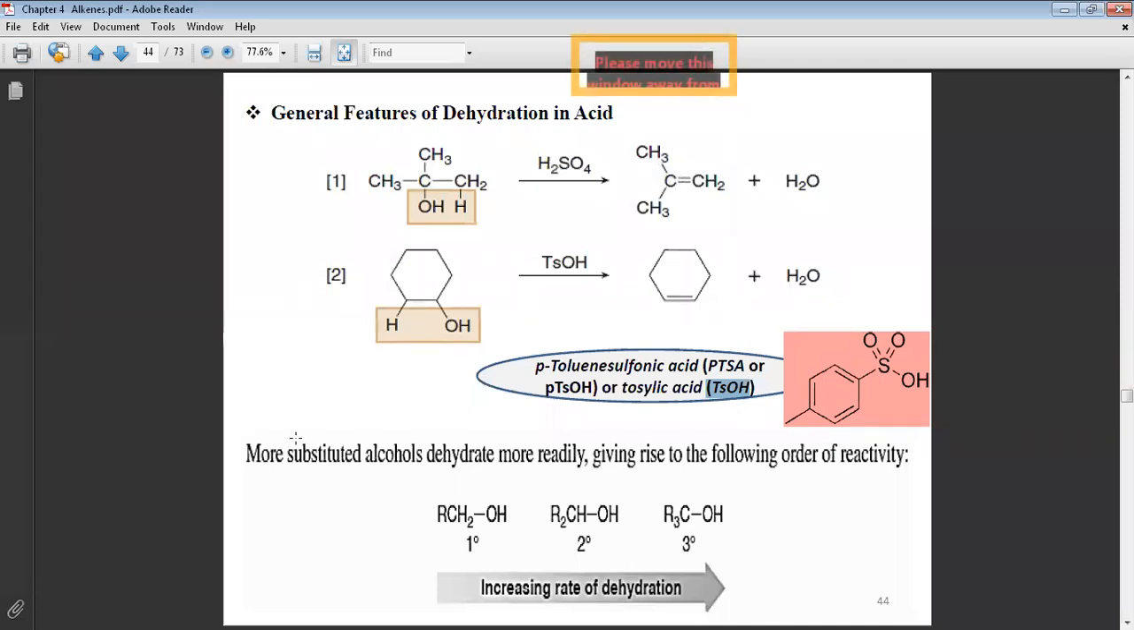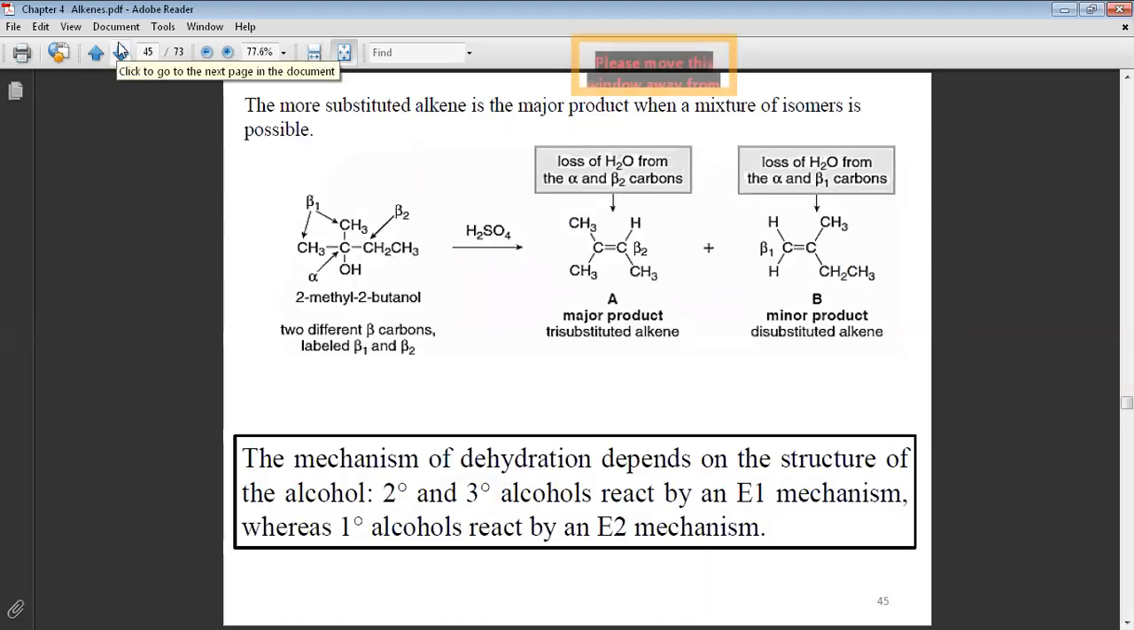And also the same thing: the more substituted the alcohol, the more readily it dehydrates. That means it will enter the elimination reaction easily, following the order of reactivity. Tertiary alcohol will be faster than secondary, and secondary faster than primary alcohol. Of course, the mechanism here, where is the mechanism? Okay, I will take it here.